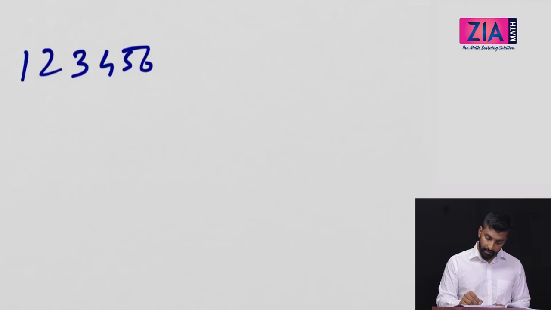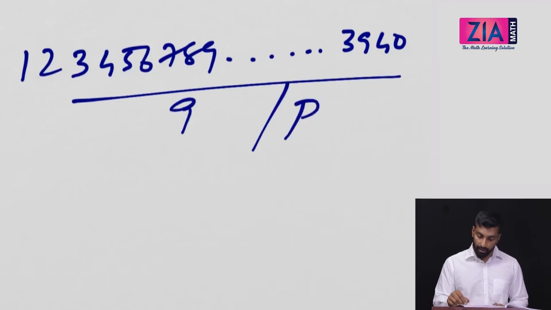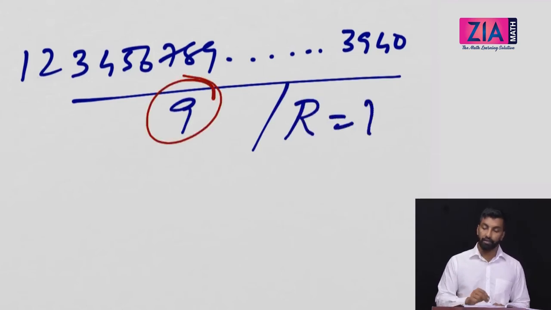Okay, how will you solve this question? 1, 2, 3, 4, 5, 6, 7, 8, 9, and so on, up to 39, 40. Divided by 9, what is the remainder? So here you need to check the divisibility rule of 9, which we have already discussed. The divisibility rule of 9 is the sum of digits. You can either take the sum of digits, or take the sum of digits until you get a single digit. That single digit will be the remainder when you divide the number by 9.